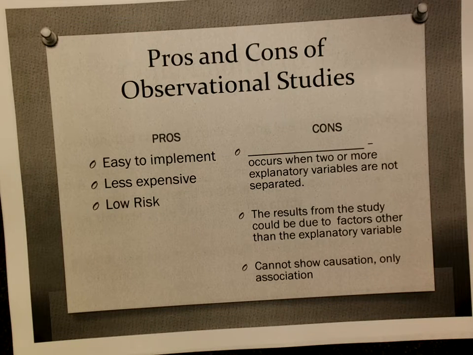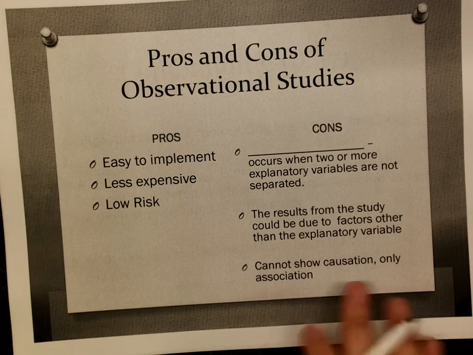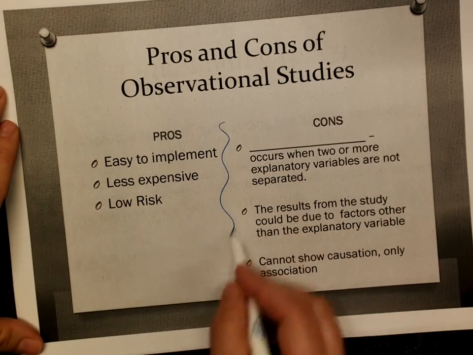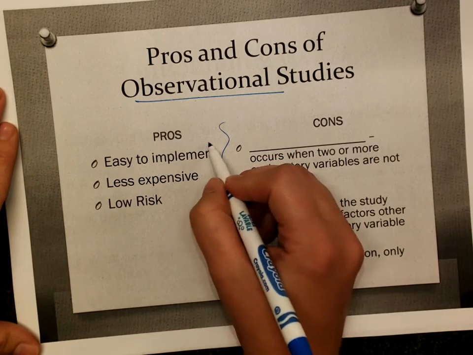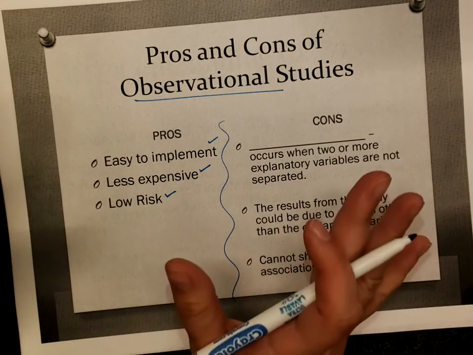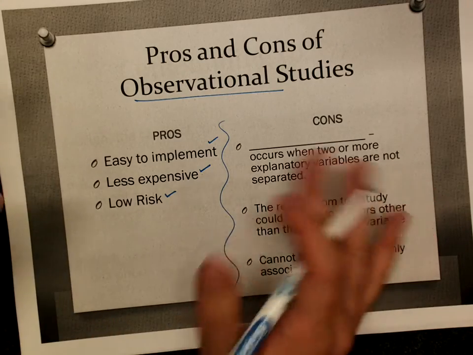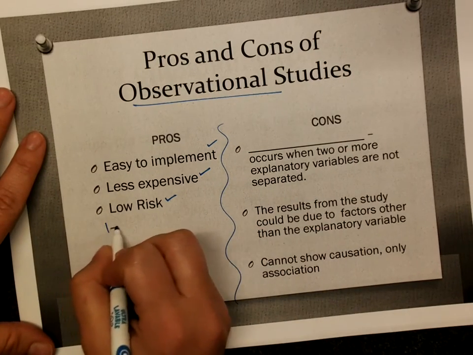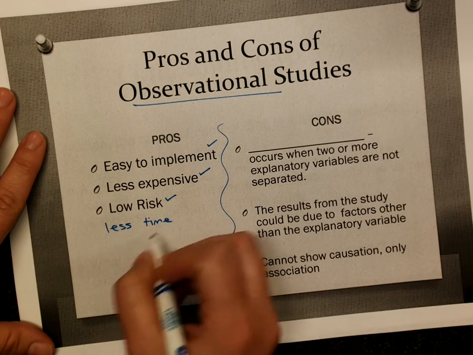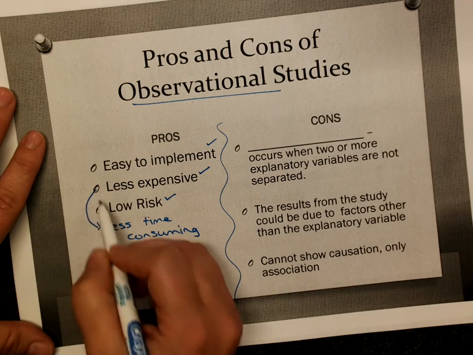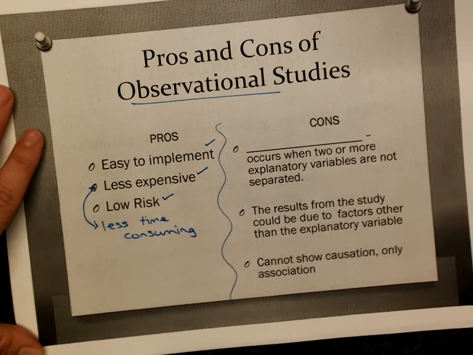Alright, so there are some pros and cons of both observational studies and experiments. The book doesn't get into these as much. I just think it's important to kind of talk about the difference. So some pros for observational studies is that they're easy to implement, they're less expensive, and they're generally low risk. We're not hurting anybody. We're generally just asking questions or measuring something without changing anything. It's also less time consuming. So that kind of goes with less expensive. Companies call it less expensive if it's less time consuming.